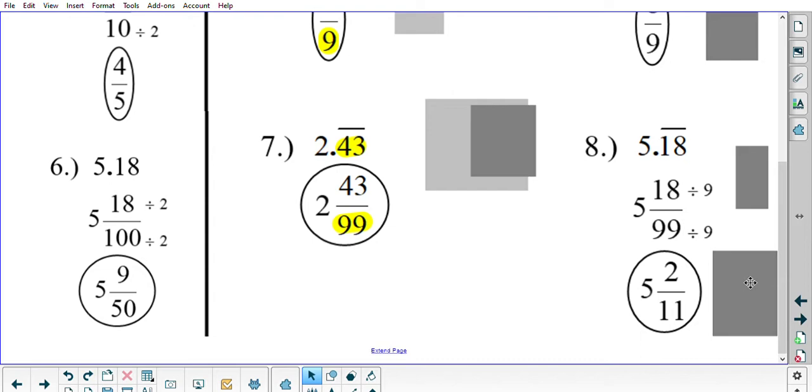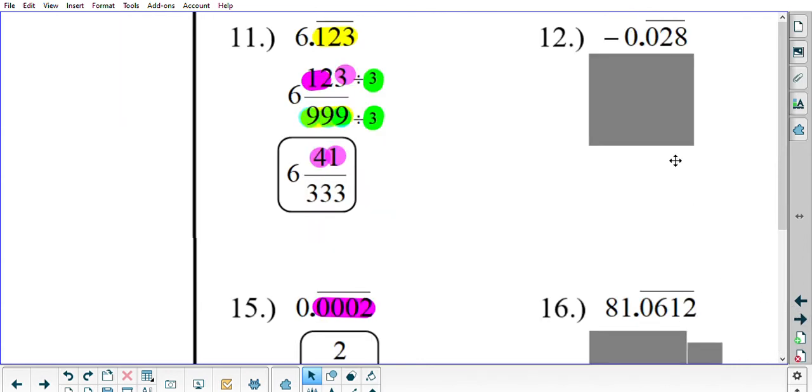If you divided them both by 3, you would have got 6/33rds, and then you would have to reduce them both by 3 again to get 2/11ths. Always check to see if the numerator and the denominator have a common factor that you could divide them both by. That's what you've got to do in each of these problems, to make sure it's in simplest form.